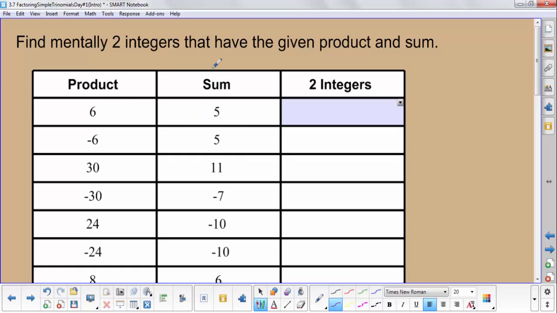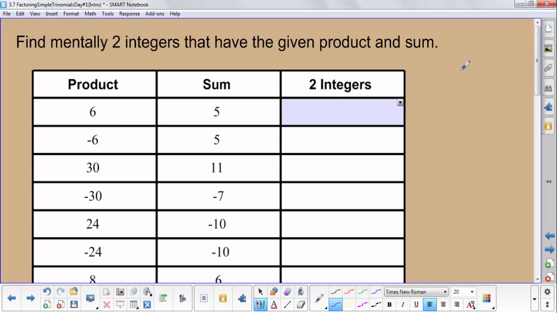Now it's always easier to list the ways that you can multiply to a certain integer versus the ways that you can add to an integer, because there's infinitely many ways that you can add to 5, but there's only so many ways you can multiply to 6.